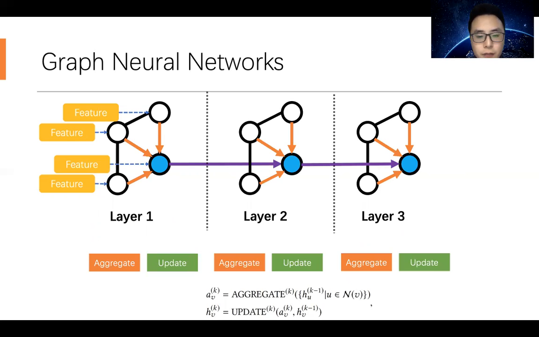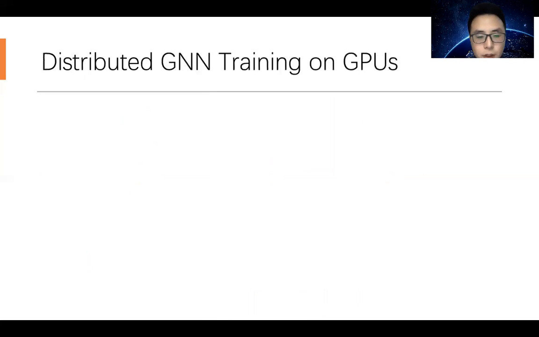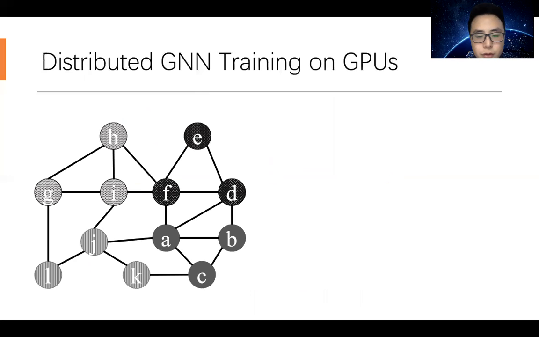Different GNNs have different aggregate and update functions. Like other neural networks, training GNNs is very computationally intensive. It's better to train them on GPUs. The focus of this work is to train GNNs on multiple GPUs.